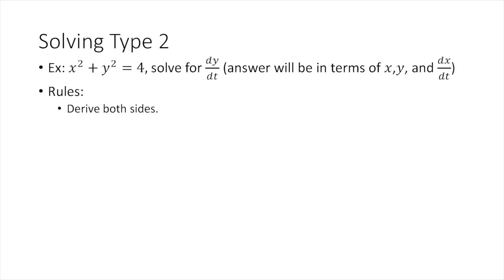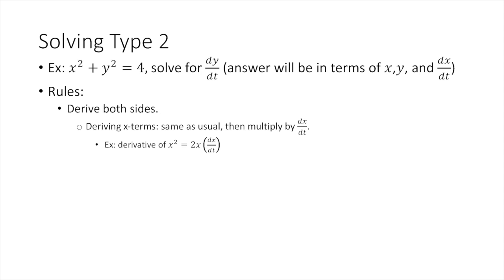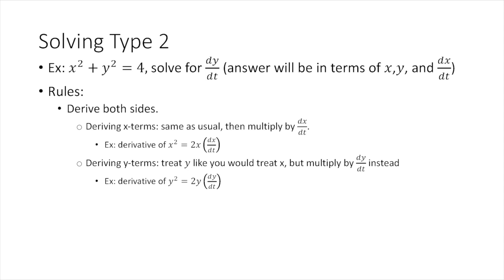Derive both sides. When we derive x terms, we derive them the same as we usually do, and then multiply by dx over dt. So the derivative of x squared would be 2x times dx over dt. Then when we derive the y terms, we treat y like you would treat x, and then multiply it by dy over dt. So the derivative of y squared would be 2y times dy over dt.